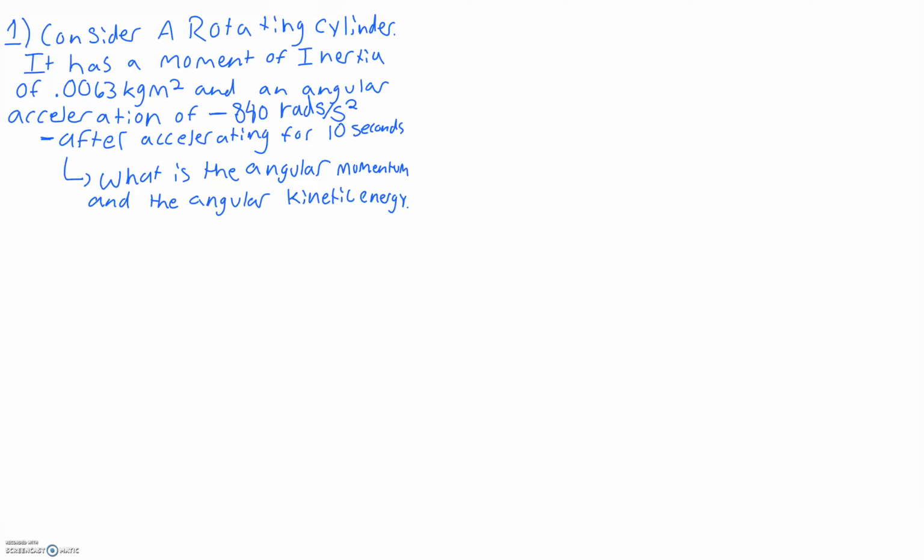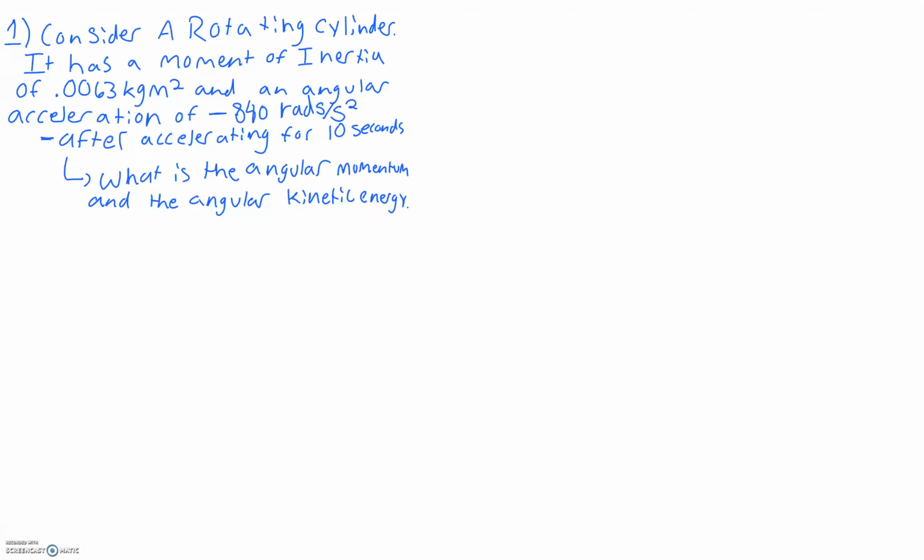If we consider a rotating cylinder that has a moment of inertia of 0.0063 kilograms times meters squared, and an angular acceleration of negative 840 radians per second squared, and the cylinder has been accelerating for 10 seconds, and we would like to find the angular momentum and the angular kinetic energy.